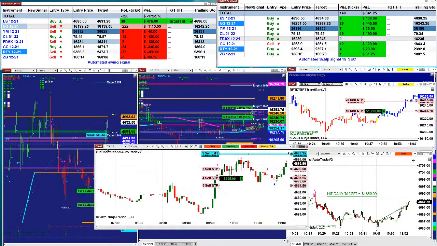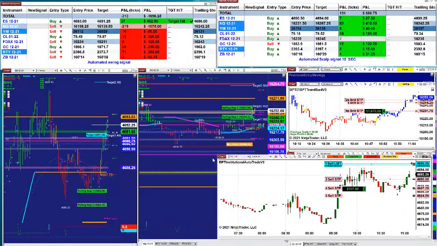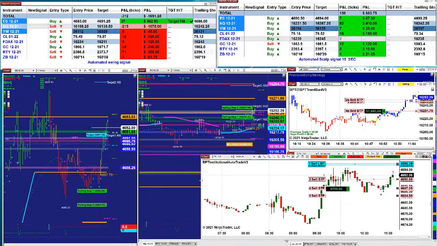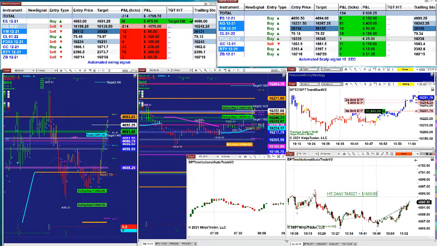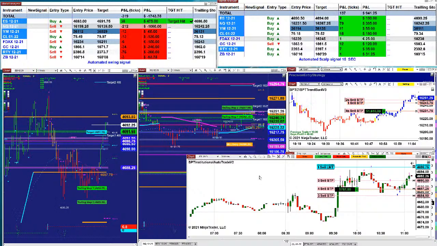There's a conservative button, parabolic, trailing, short, long. This is a big auto trade, a much more advanced auto trade as well. But let's see what will happen.